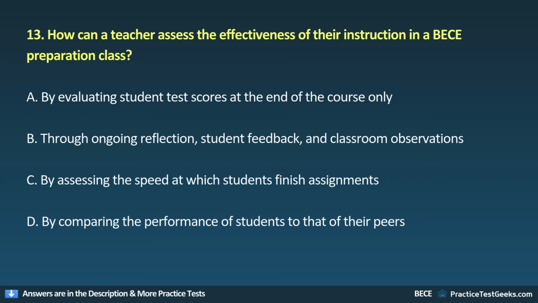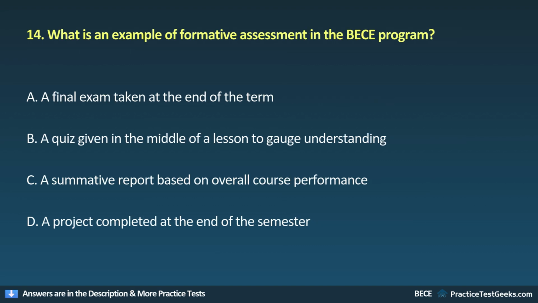13. How can a teacher assess the effectiveness of their instruction in a BECE preparation class? A. By evaluating student test scores at the end of the course only. B. Through ongoing reflection, student feedback, and classroom observations. C. By assessing the speed at which students finish assignments. D. By comparing the performance of students to that of their peers. 14. What is an example of formative assessment in the BECE program?